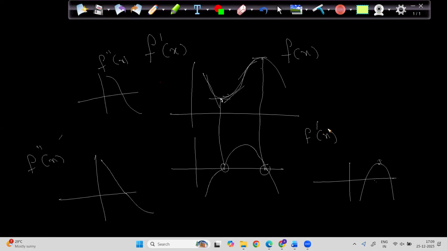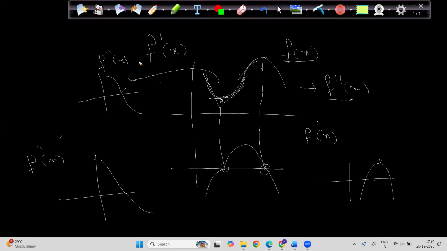Suppose you want to draw f double dash x directly from this. From f of x, you need to draw f double dash x. How to draw f double dash x? Concave up. We discussed f double dash x is positive. That is the reason you see this is the graph of f double dash x. First I have drawn f dash x from.